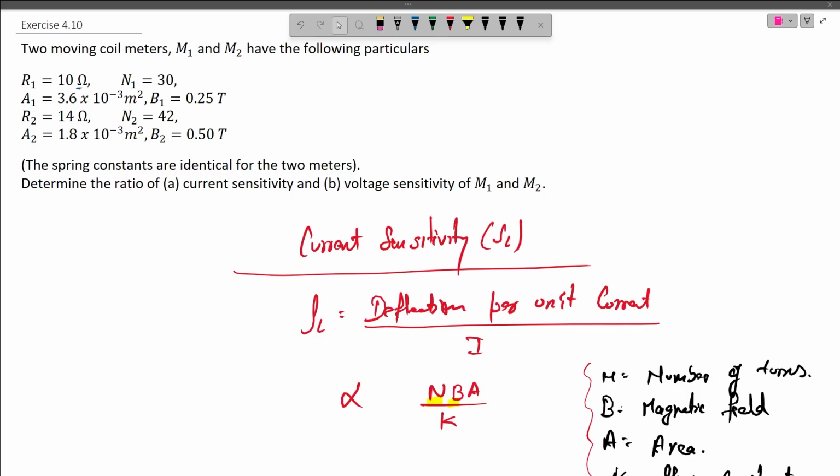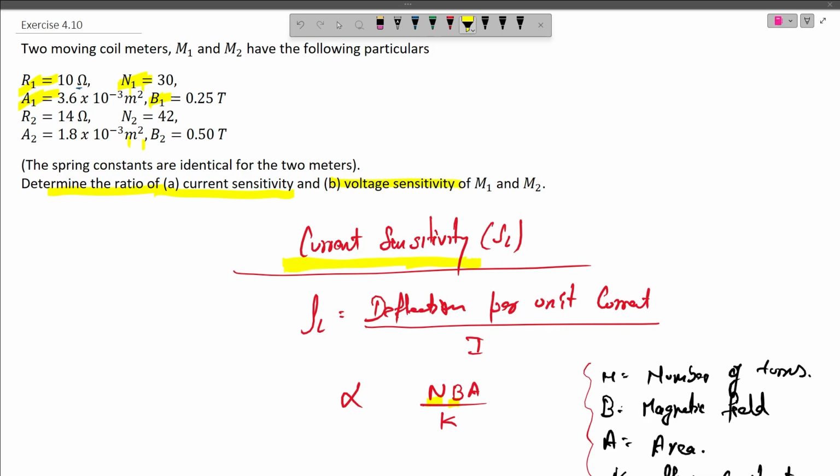The question says that two moving coil meters M1 and M2 have the following particulars: R1, N1, A1 and B1, that is resistance, number of turns, area and magnetic field is given for both the coil meters M1 and M2, and we have to determine the ratio of current sensitivity and the voltage sensitivity of M1 and M2.